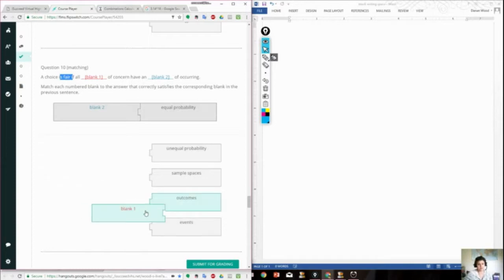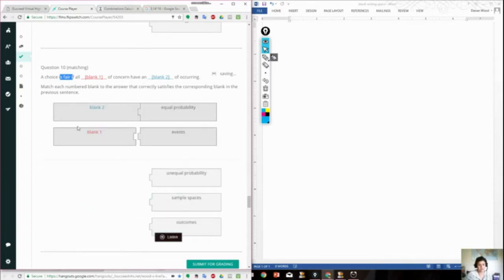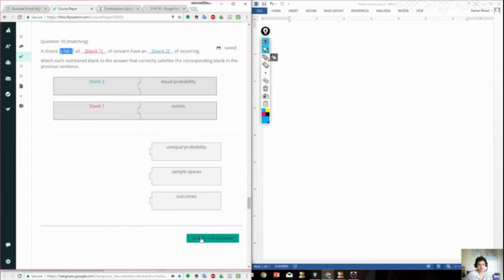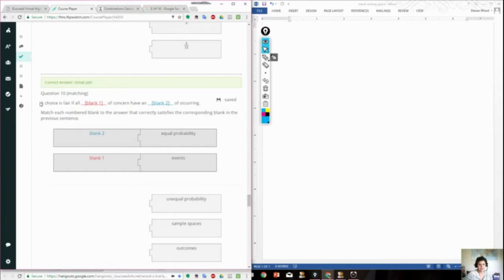happen. So that's the specific thing that happens, and it needs to be that a choice is fair if all of your events of concern have an equal probability. And I would write this down in my notes as a definition.